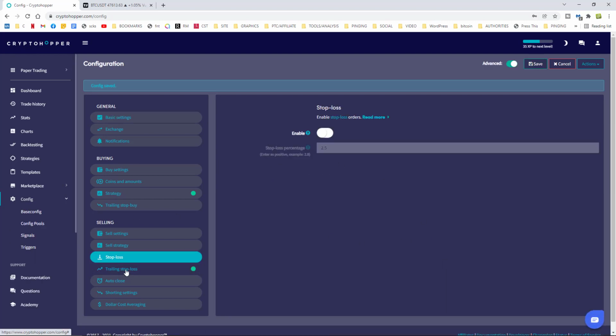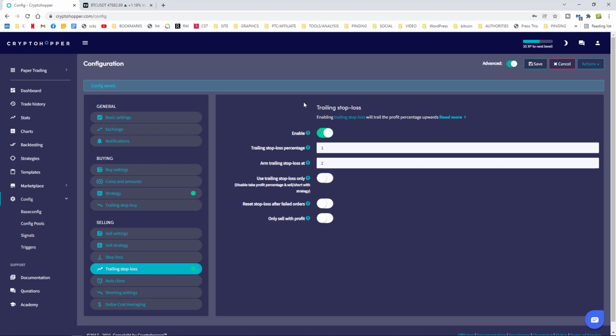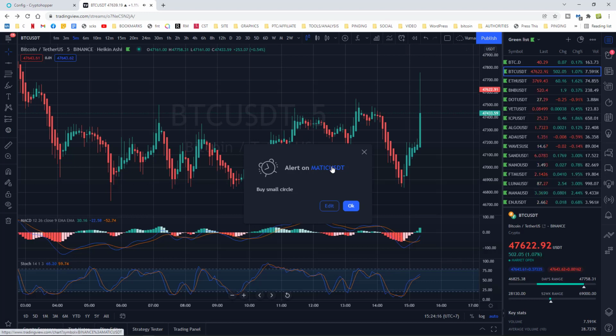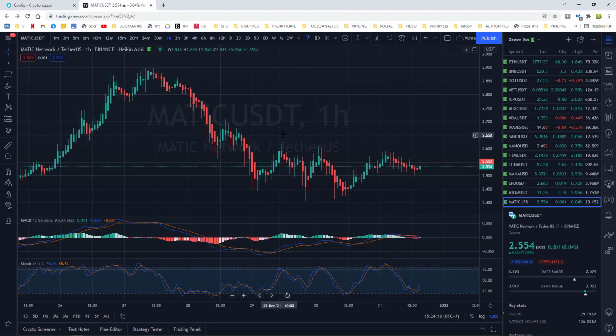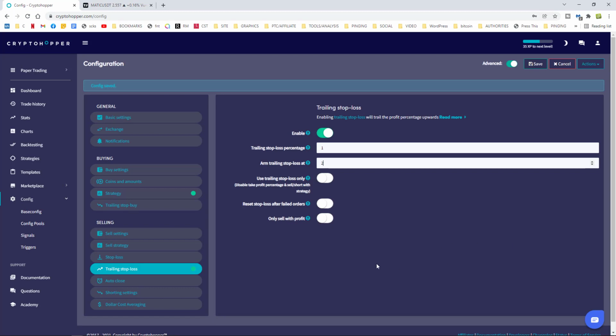Now then, the juicy trailing stop loss. Alright, in the beginning, TradingView alert there. Matic, what's it doing? Right, Matic, I've got a buy signal saying 1 hour we're going up. Alright, never mind that, because I'm not buying that anyway right now. I've got 10 positions. Okay, back to this trailing stop loss.